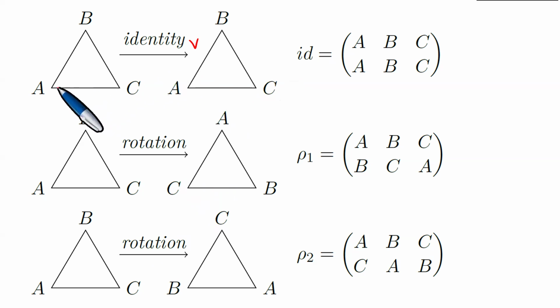Right, so now you have A is fixed, B is fixed, C is fixed. So all these vertices are fixed. What we're then getting to realize is that A goes to A, B goes to B, C goes to C, and this is the identity symmetry or the identity rigid motion. Now let us look at a rotation.